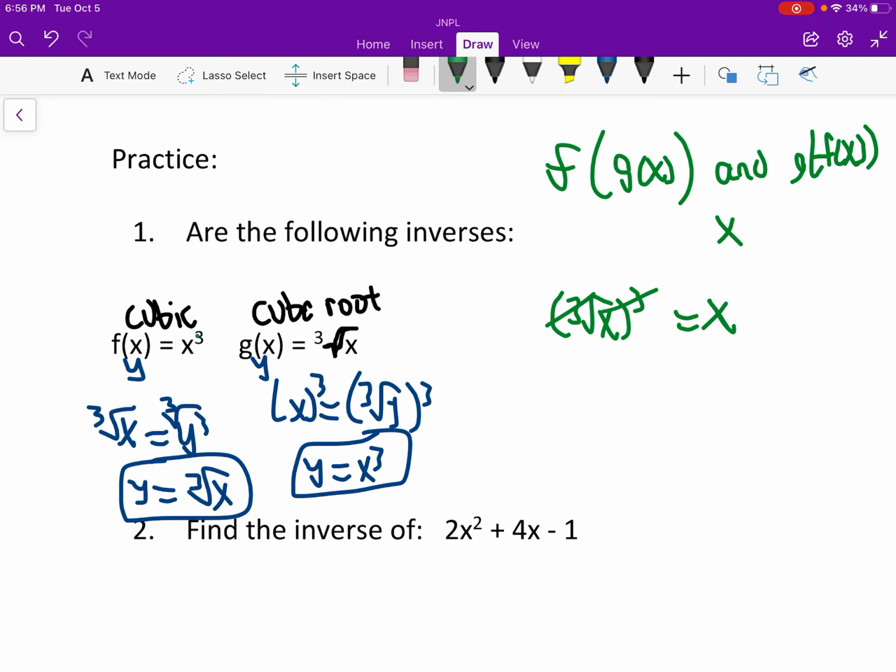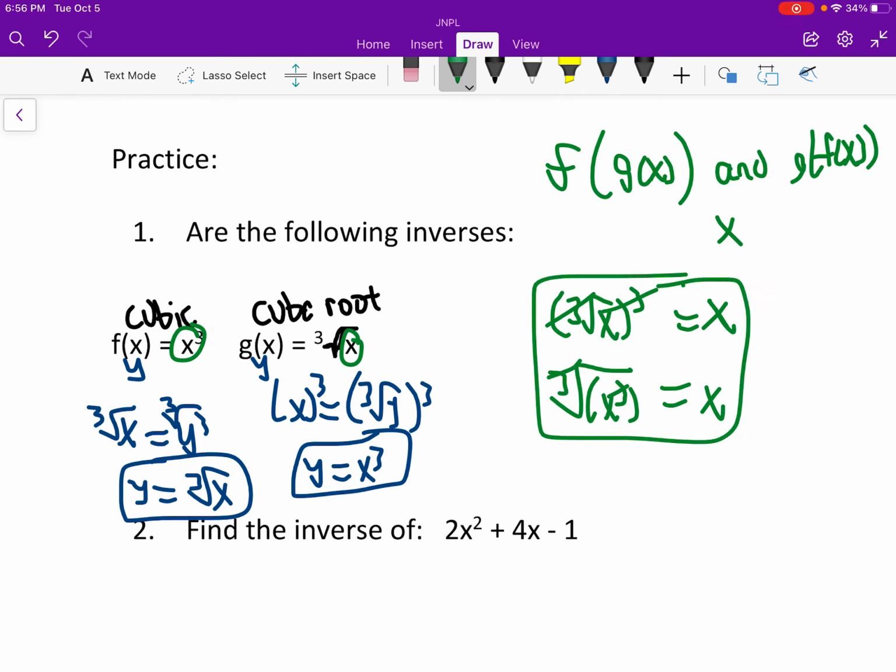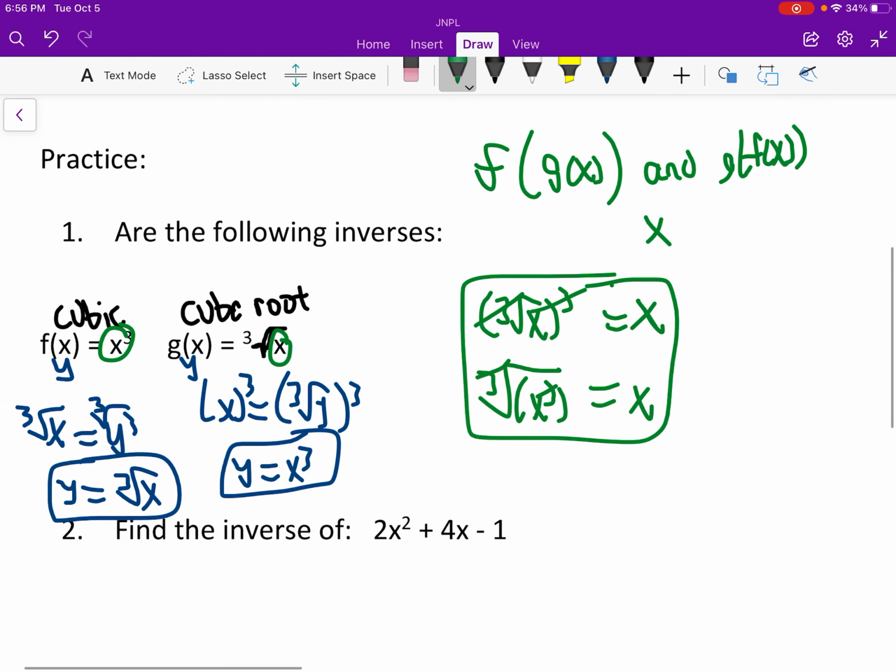Now we put this into the x spot for g of f of x. So we have the cube root of x changes to x cubed. Once again, we get x as our answer. So that is the second way to know that they're inverses. By looking at that. That's how you can tell, because you get x as the answer. The third way, to me, is the easiest.